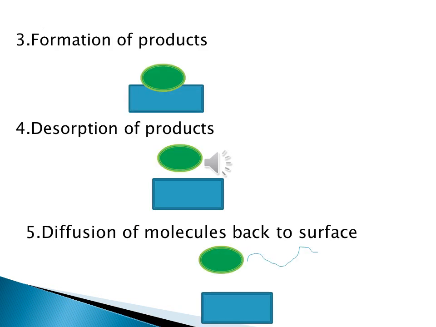Next, what happens? If you see, I have changed the color to green. So that means what's happening? Some product is getting formed there. It got adsorbed in it and new product is formed there. After that, the product gets desorbed. The product is coming out and again it diffuses back from the surface. You will understand this more clearly when I give a specific example in the next slide.